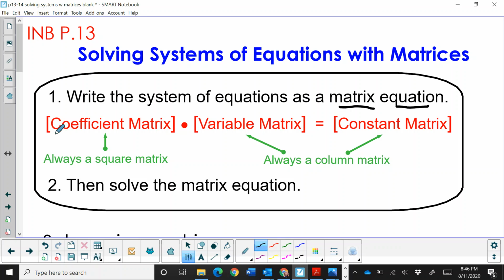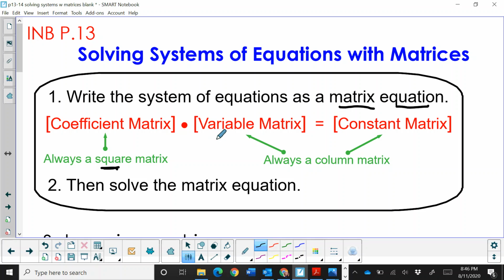And this is what the equation is going to look like. You're going to have a coefficient matrix, and this coefficient matrix needs to be a square matrix. So if you have two variables, you have two equations. If you have three variables, you have three equations. So the coefficients are always a square.